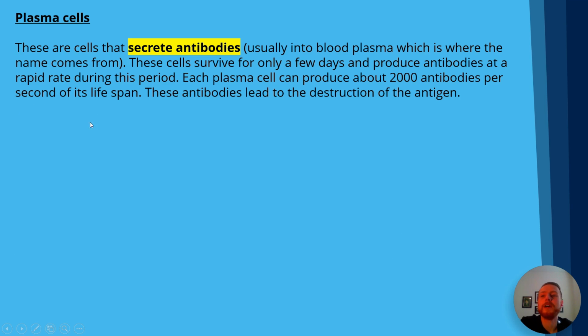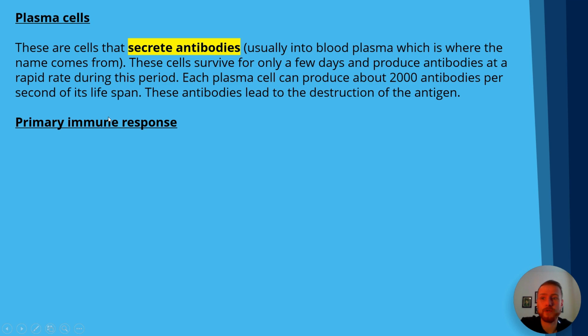So plasma cells. These are cells that secrete antibodies, usually into blood plasma, which is where the name comes from. And these cells survive for only a few days and produce antibodies at a rapid rate during this period. Each plasma cell can produce about 2,000 antibodies per second of its lifespan, and these antibodies lead to the destruction of the antigen. That's incredible.